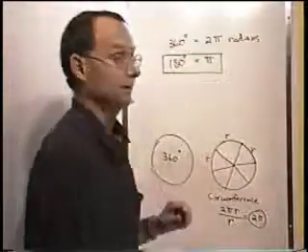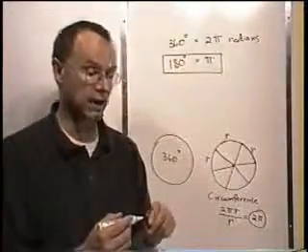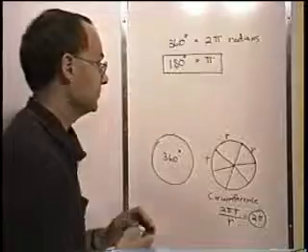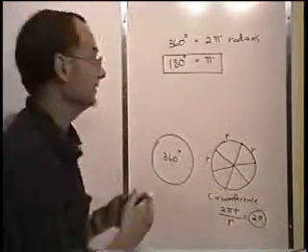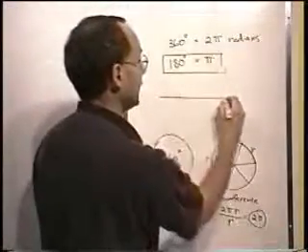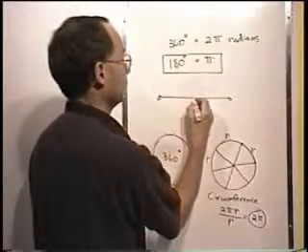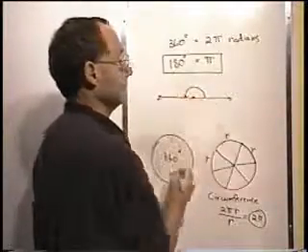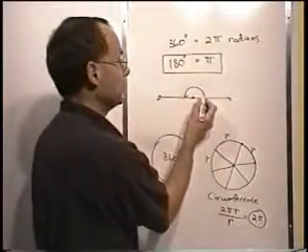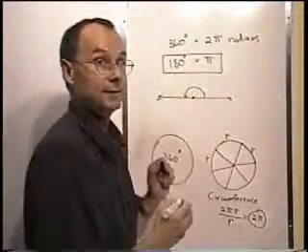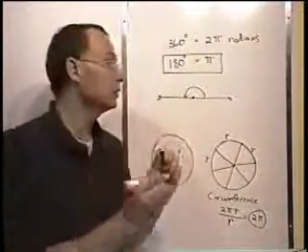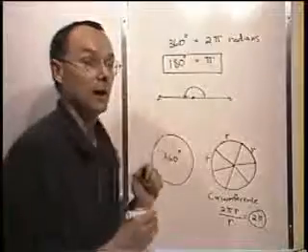180 degrees is equal to pi radians. And what that means, in practice, is that if you took a straight angle being 180 degrees, you would have pi radians. And that means just over 3 radians on a straight line.